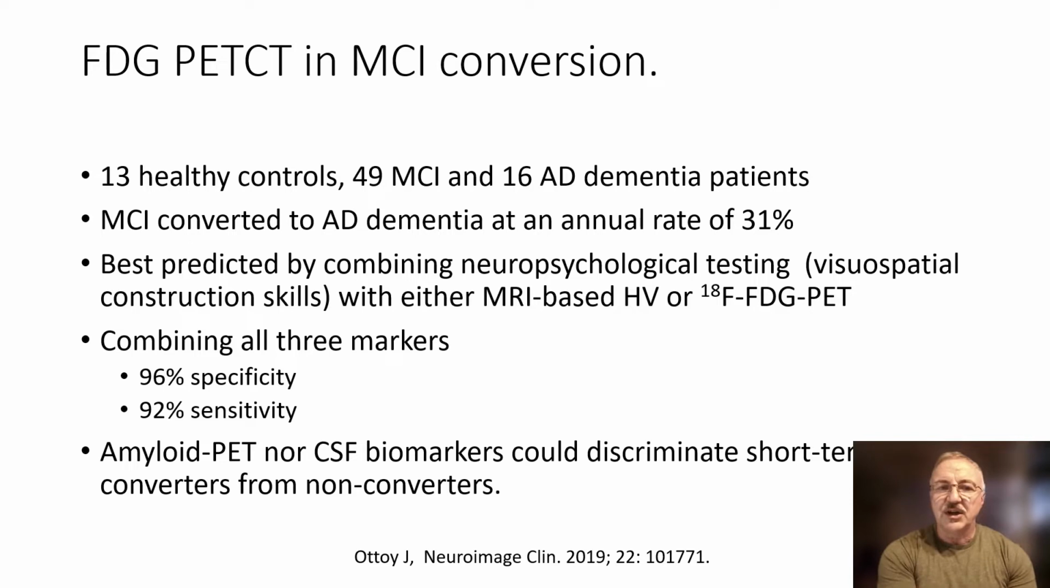If we look at the conversion of mild cognitive impairment to Alzheimer's disease, we see a conversion rate of about 1/3 of patients. And this is best predicted in this study with a combination of the neuropsychological testing with either hippocampal volume assessment, which is quite difficult to deliver in the UK, or FDG PET-CT, which is much easier to deliver in the UK. And just to mention that amyloid PET and CSF biomarkers didn't make a big difference in this context.